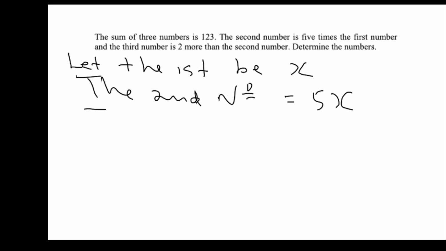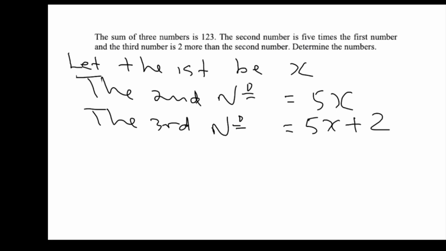Then it says the third number is 2 more than the second number. But do we know the second number? The second number is 5x. What is 2 more than 5x? 2 more than 5x means we need to add 2 to 5x. So we end up with 5x plus 2. Right. So these are the three numbers. The first number is x, the second number is 5x, and the third number is 5x plus 2.